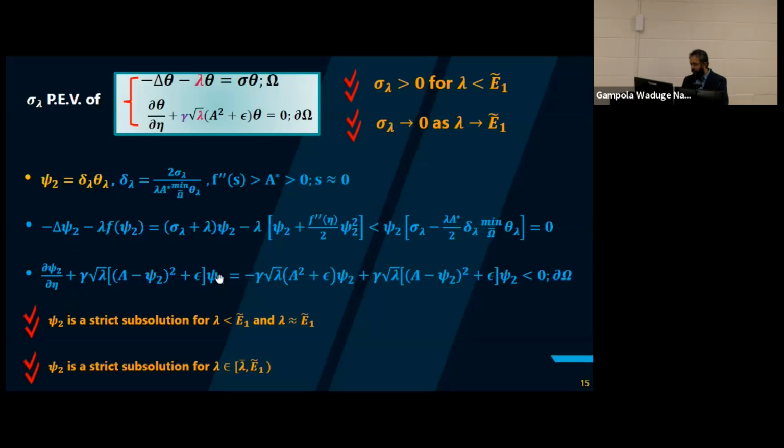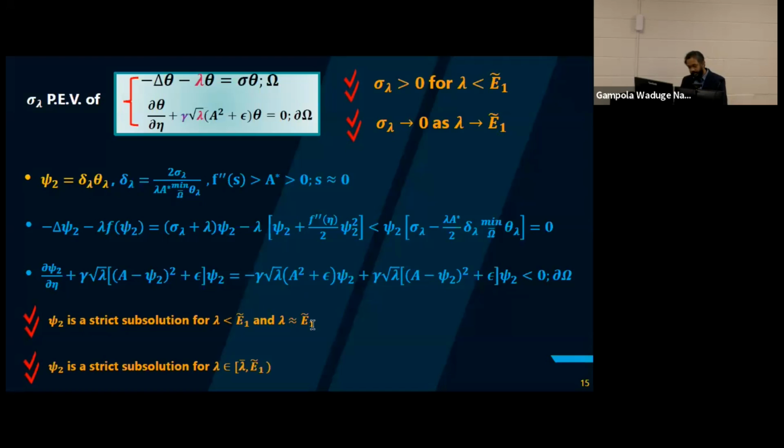Now the boundary term, if you compute this term, and from this eigenvalue problem again, the derivative of psi2 over d eta is going to be equal to this expression. And as you can see, if this psi2 is small, then a square is going to dominate this term. So that means this whole quantity has to be negative if psi2 is small. But in fact, psi2 is small if you choose your lambda close to E1 tilde, because your delta is going to be small if you choose your lambda close to E1 tilde. All right, that tells you that psi2 is a strict subsolution for lambda less than E1 tilde and lambda close to E1 tilde.